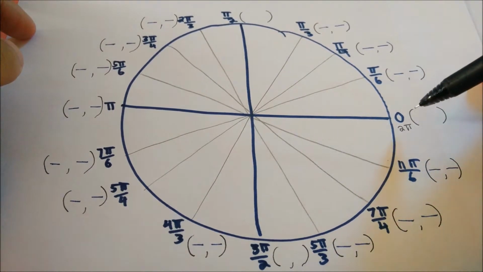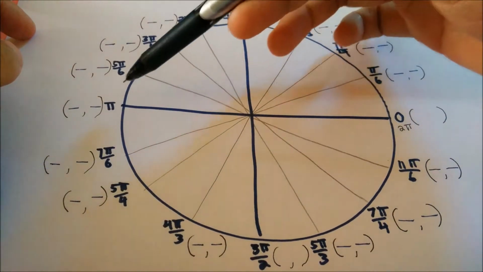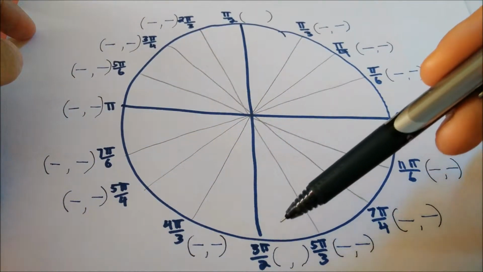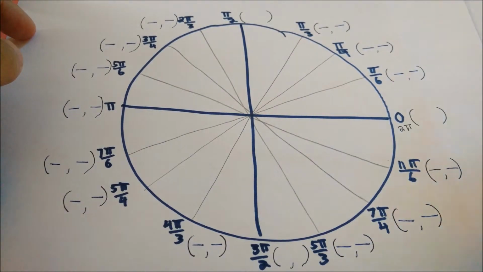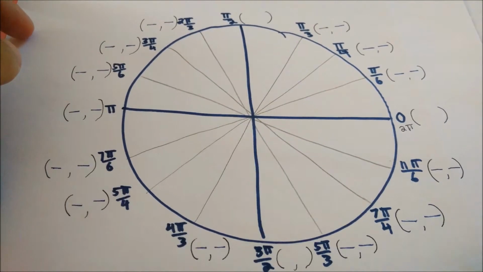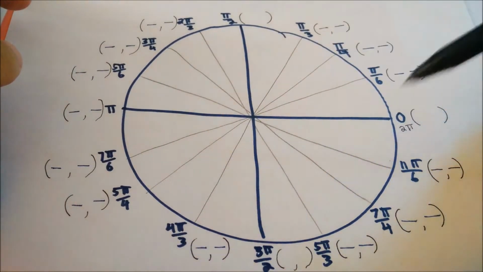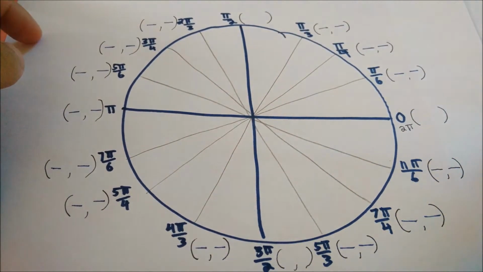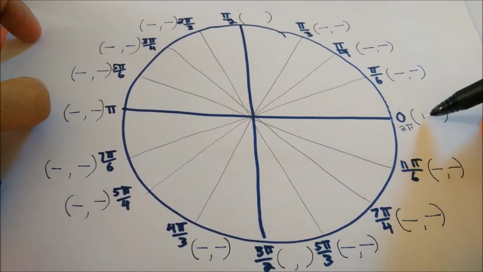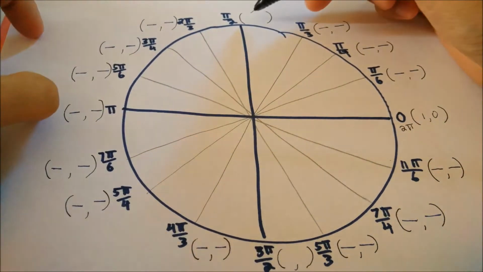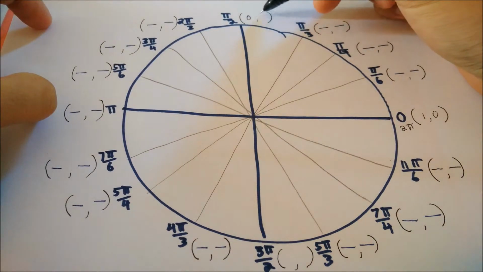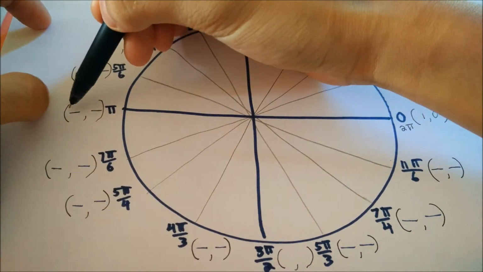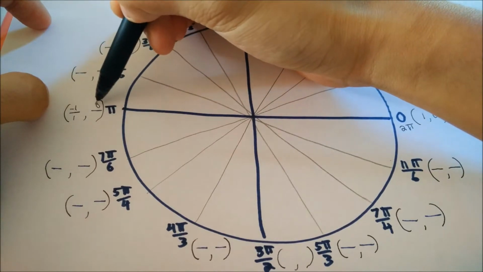For example, the coordinates at 0, pi over 2, pi, and 3 pi over 2 are either like 1, 0, or 0, 1, or any combination of negatives and positives, because a unit circle is just a circle with a radius of 1, so you could treat it as any other coordinate plane. So this would just be 1, 0. This would just be 0, 1. This would be negative 1, 0.